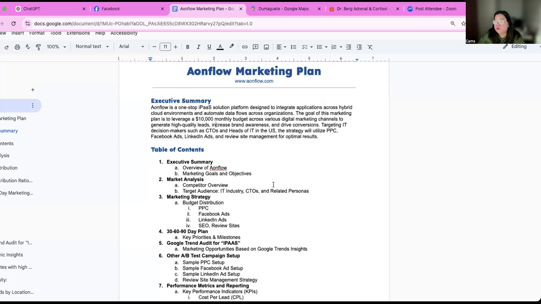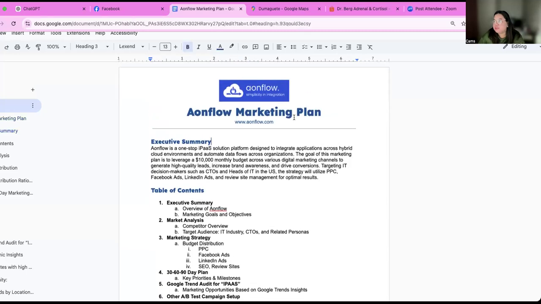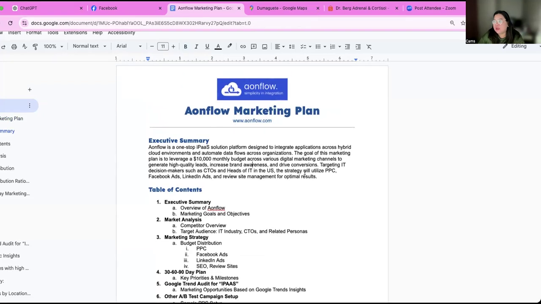I'm gonna share my screen. Okay, so what I have here is the sample website that I created the marketing plan with. I have the executive summary. So overall, they have a 10,000 USD monthly budget across different platforms. So they mentioned na ako na daw bahala kung saan ko siya i-allocate.